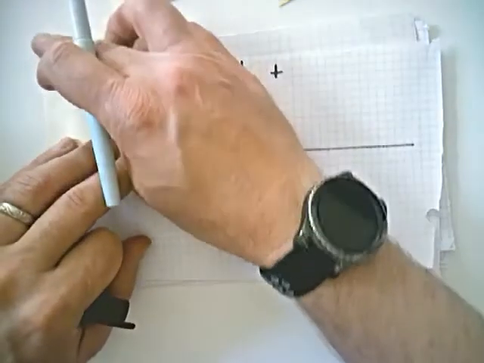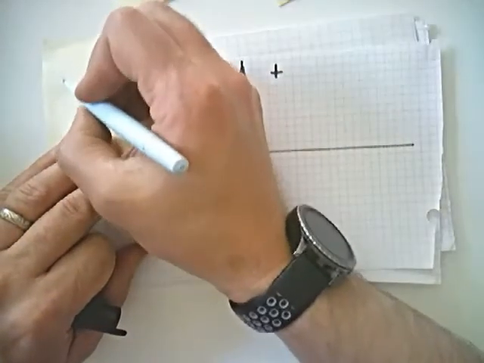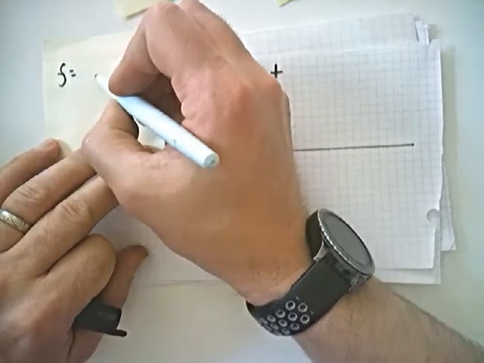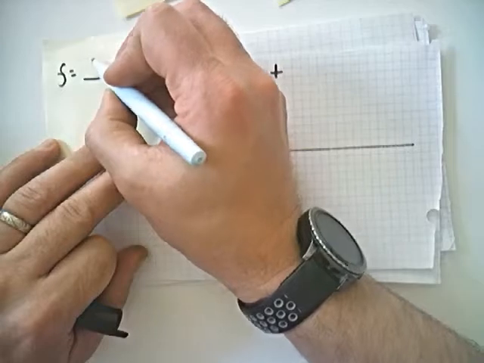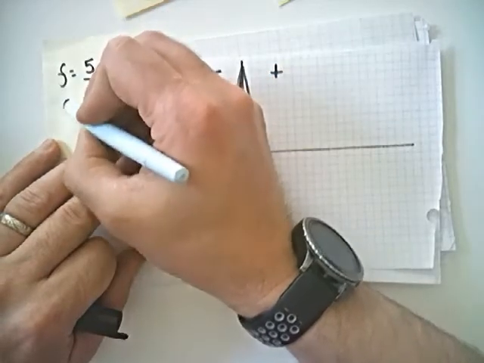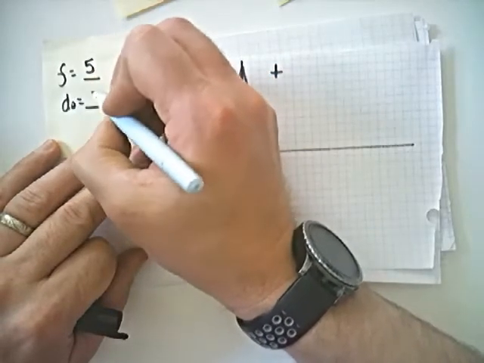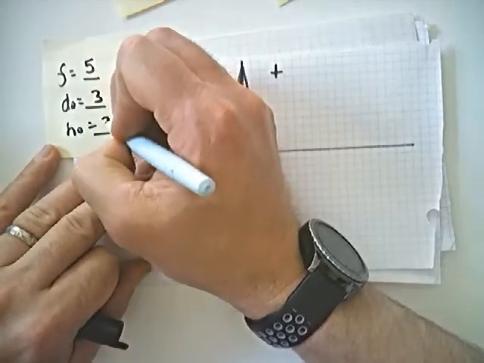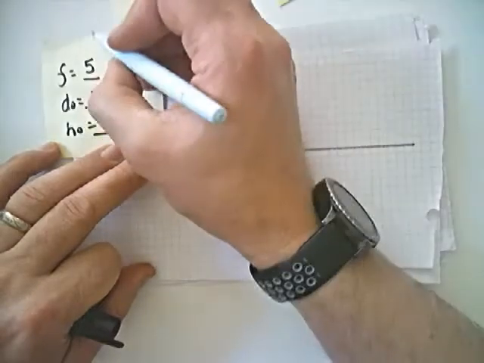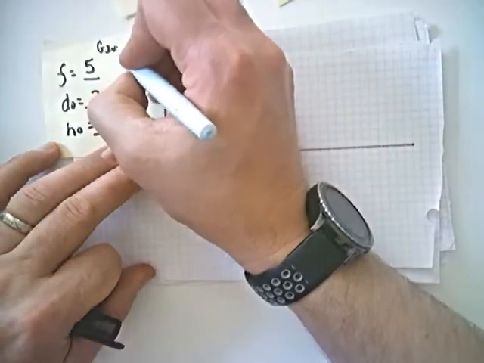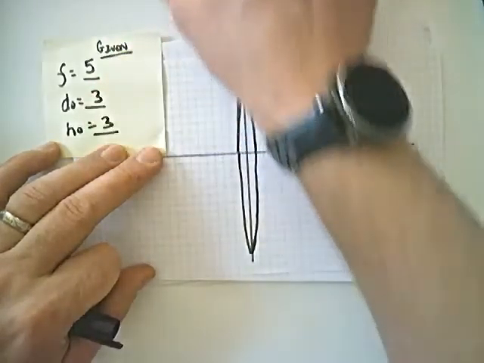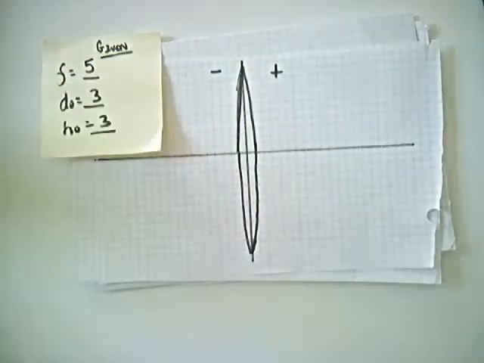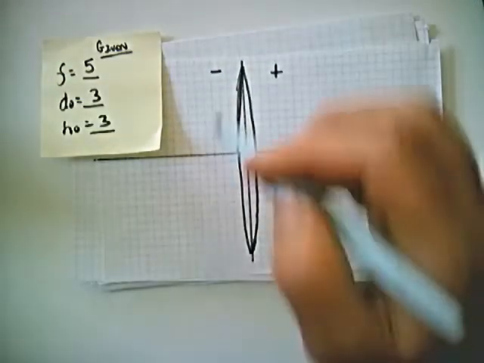So what am I going to give you in this problem? Well, I got to give you focal. So what's my focal? 5. Same as before. What's my object distance? Let's do 3. What's the height of my object? Also 3. So these are things that will be given to you. Givens.